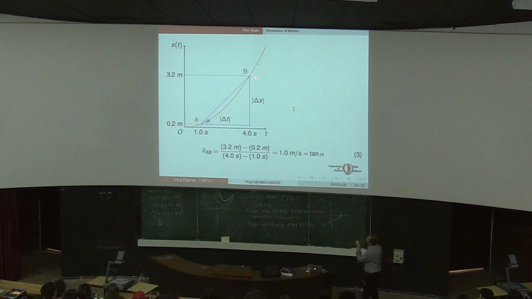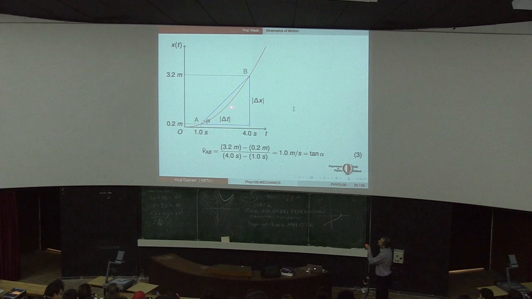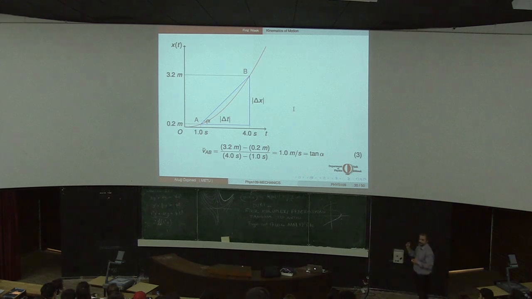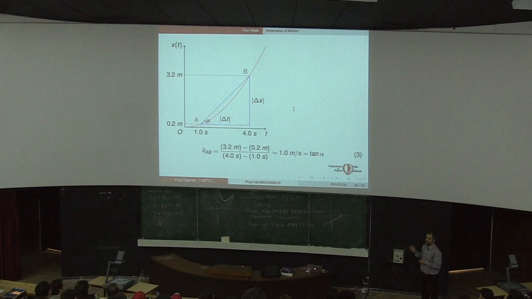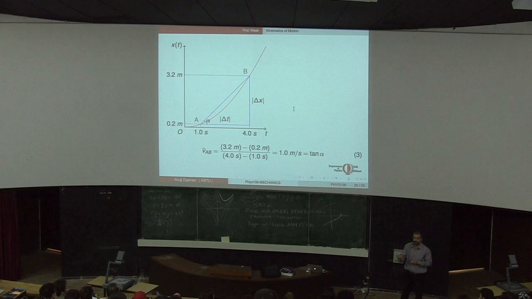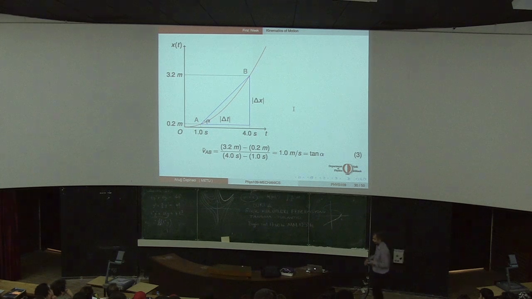So I take this point B, I bring it closer and closer to the point A, so that I calculate the average velocity in a very small amount of time. But in a very small amount of time, the velocity of my object doesn't really change much. So for that very, very small amount of time, the average velocity will be equal to the instantaneous velocity. If I take that time interval to be infinitesimally small, then I will have an exact expression for the instantaneous velocity.